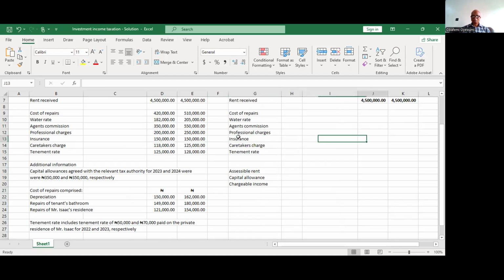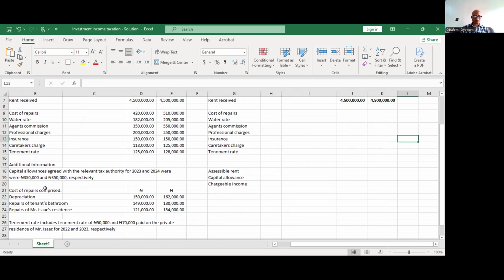Now, number one, we said that cost of repairs includes depreciation. Now the question is, is depreciation an allowable expense? Obviously it is not. What about repair of tenants' bathroom? Is it allowable? So these are the things I have to begin to think about and know those that are allowable and those that are not. Repairs of Mr. Isaac's residence, that's a personal residence. Will it be taken as part of an allowable expense or not? So you have to take note of this particular information.